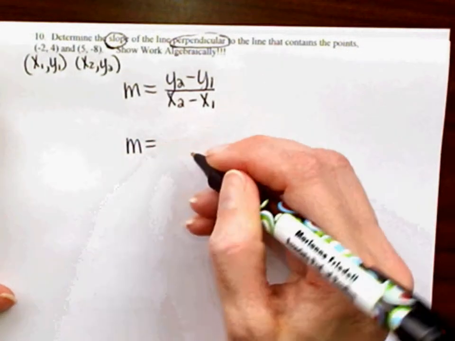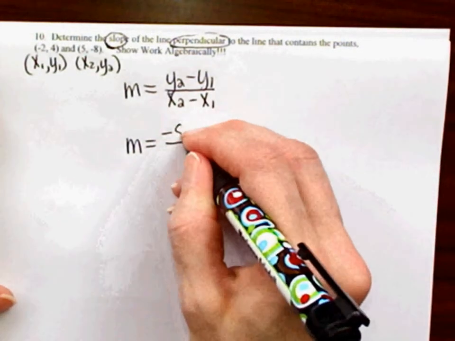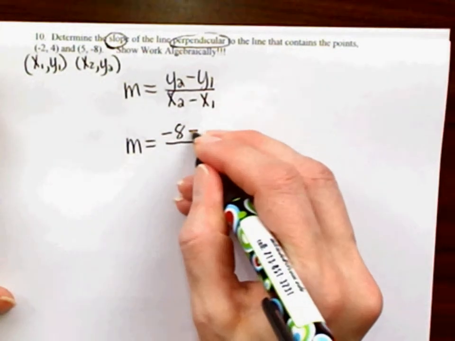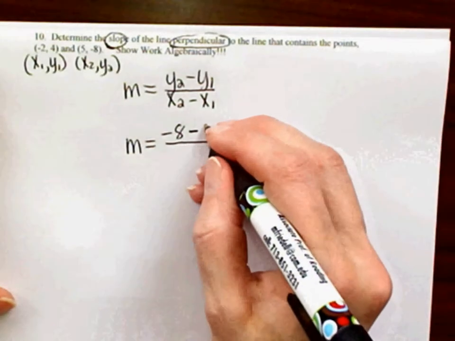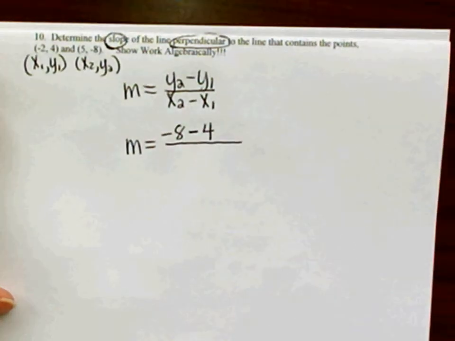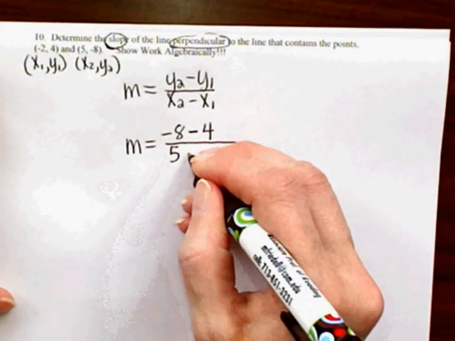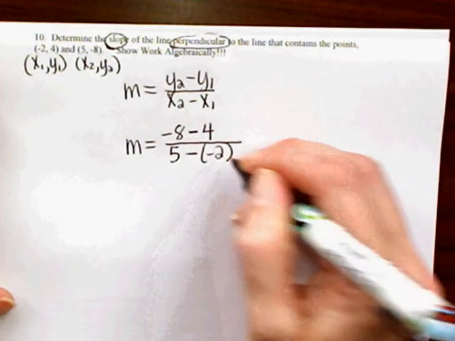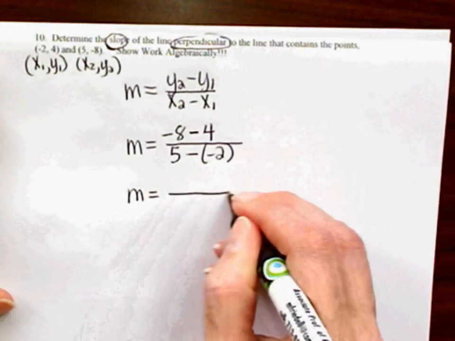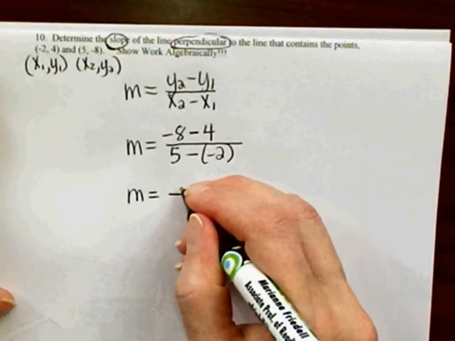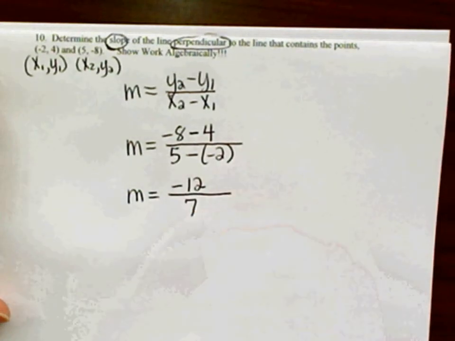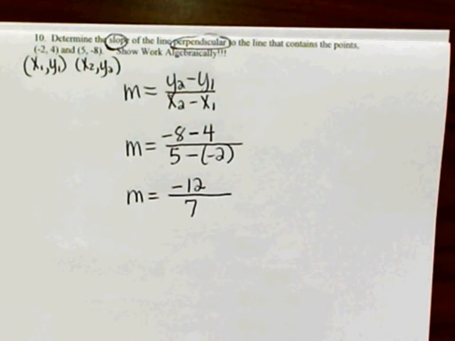Alright, so let's plug in. m equals -8, coming from the y sub 2. The formula says I need to subtract, so we're going to subtract 4. In the denominator, x sub 2, which is 5, and we're going to subtract, that's part of the formula, a negative 2. Let's keep going. Numerator, I have a negative 12. Denominator, I have a positive 7. Now you may be thinking we're finished, but remember they're asking me about the perpendicular slope.